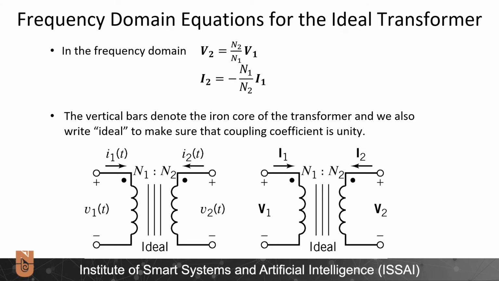In the frequency domain, using the phasors, we can write the mathematical equations for the ideal transformer as V2 is equal to N2 over N1 times V1 and I2 is equal to minus N1 over N2 times I1. So here in between the transformer coils, we are putting these vertical lines, and these vertical lines denote the iron core or the ferrite core of the transformer. And we also write ideal to show that the coupling coefficient of the transformer is unity. So that's why it is an ideal transformer.